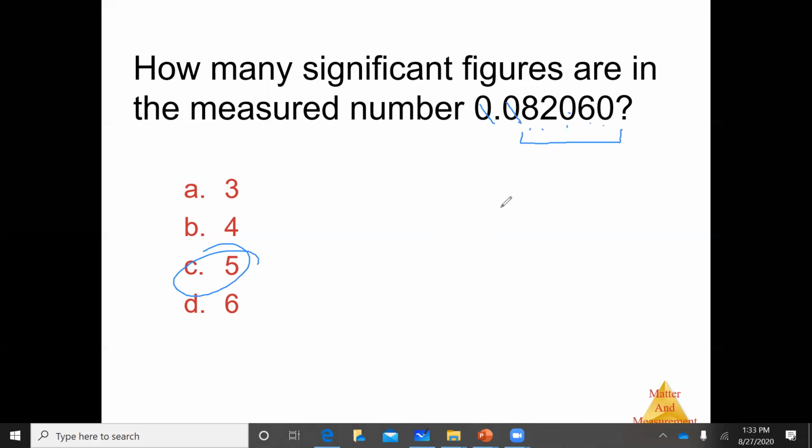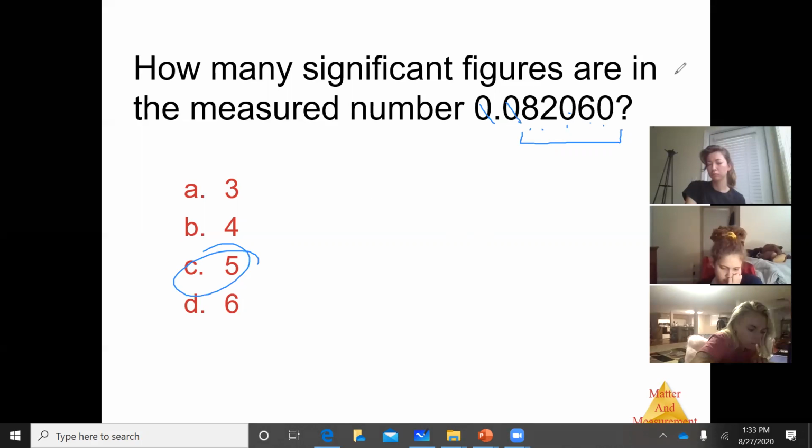All right. Why is this 0 significant? Well, scientists are lazy people. They don't want to write numbers if they don't have to. So if they didn't need the 0, they just wouldn't have included it. They would have written 0.08206 if they only needed 4 sig figs. But for whatever reason, the equipment they had gave them a value all the way out. So we include the 0 there.